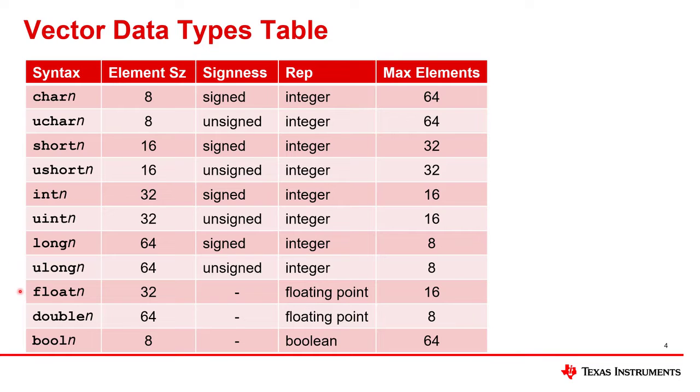As a point of comparison, let's go through another row. Float looks like a good one. You would write float N, where N is a number not to exceed 16. That's the maximum number of elements for a float vector. Each element of the vector is 32 bits wide. Signedness doesn't make sense in this case because the representation is floating point. So I hope this is starting to make a bit more sense now.